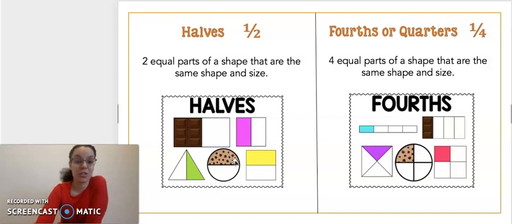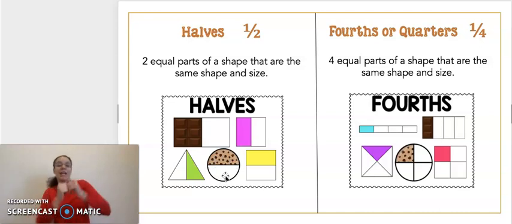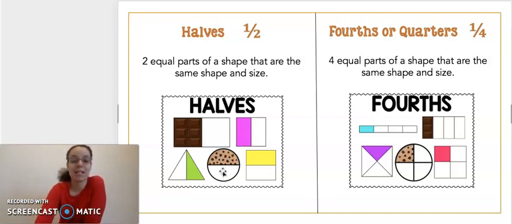Perfect. Just like this circle cookie. If you want to share with your friend, you need to break it in half. This half is the same size as this half. This triangle is broken in half. I know because it's broken into 2 equal parts.